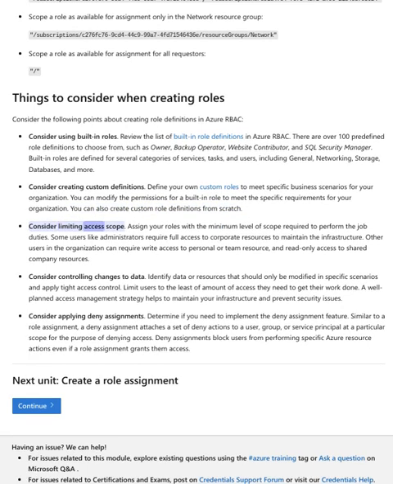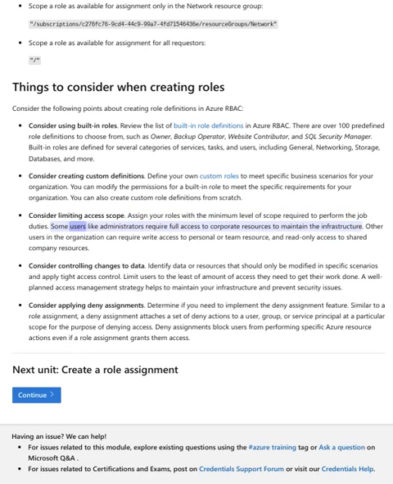Consider limiting access scope. Assign your roles with the minimum level of scope required to perform the job duties. Some users, like administrators, require full access to corporate resources to maintain the infrastructure. Other users in the organization can require write access to personal or team resources, and read-only access to shared company resources.